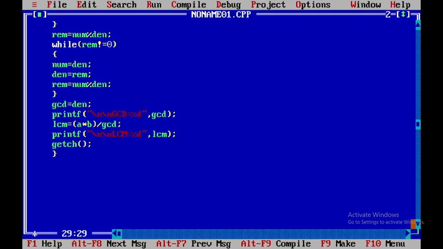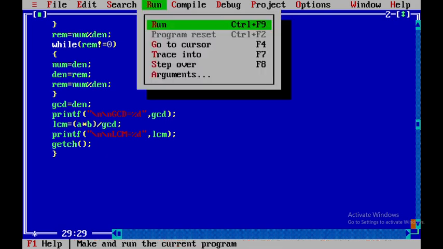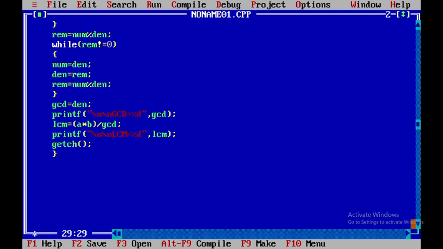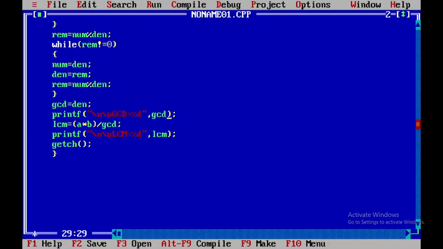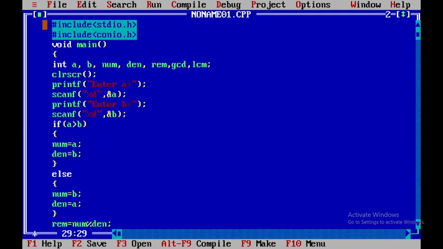If we enter one more time, say 12 and 32, their GCD is 4 and LCM is 96. If we run one more time, say 6 and 8, their GCD is 2 and LCM is 24. If we run one more time, say 5 and 10, their GCD is 5 and LCM is 10. So this is the program to find GCD and LCM.